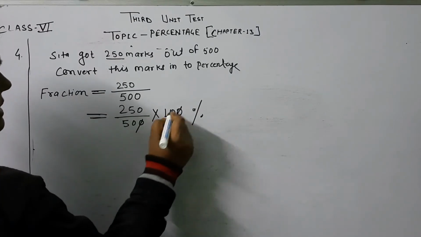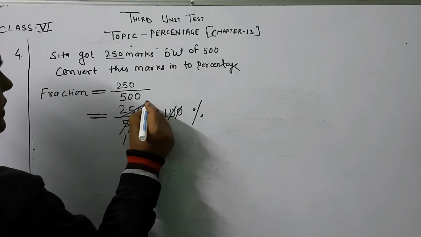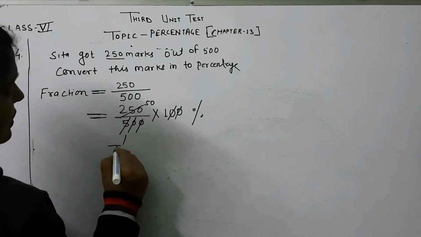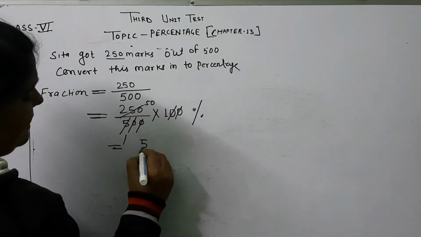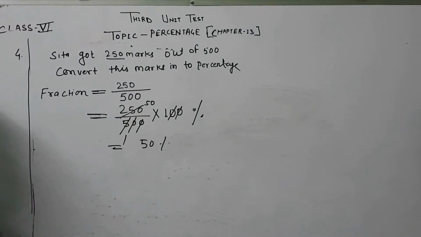0, 0 cancel, 0, 0 cancel, 5 ones are 5, 5 fives are 25, and 5 zeros are 0. What is left on the top? 50%. In the down nothing is left, so write 50%. That is the way to convert fraction to percentage.